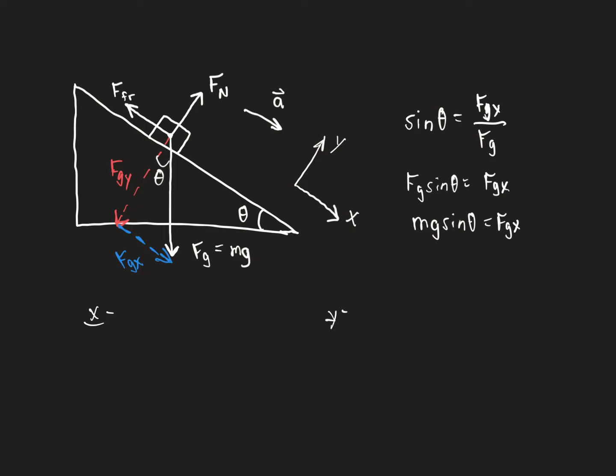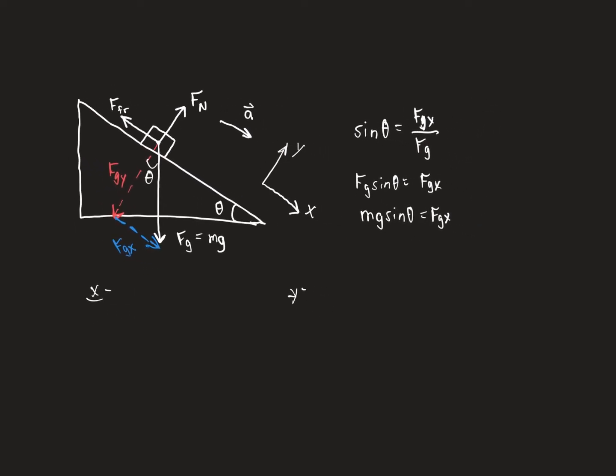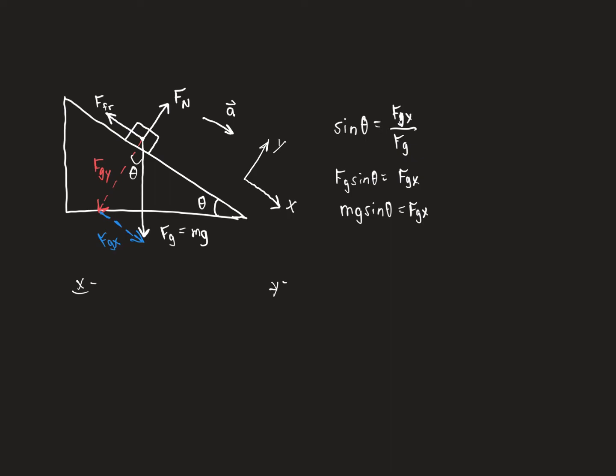Great. And let's write out the cosine of this. Cosine of theta is the adjacent side over the hypotenuse. What's the adjacent side? FGY. Good. Over FG. Multiply my FG to the other side: FG times cosine theta. This is the exact same stuff I just did last lecture. M times G times cosine theta equals FGY.